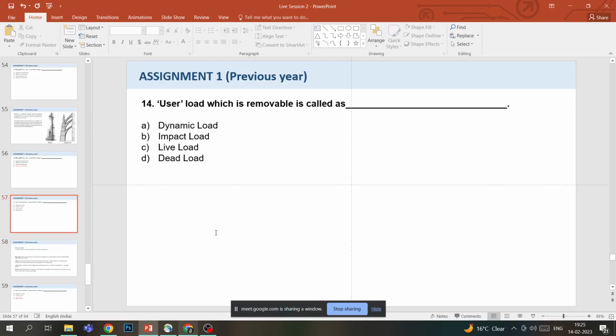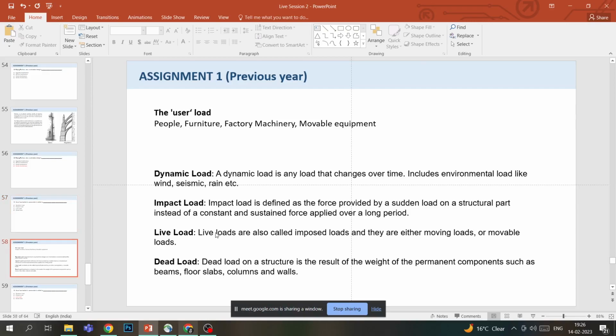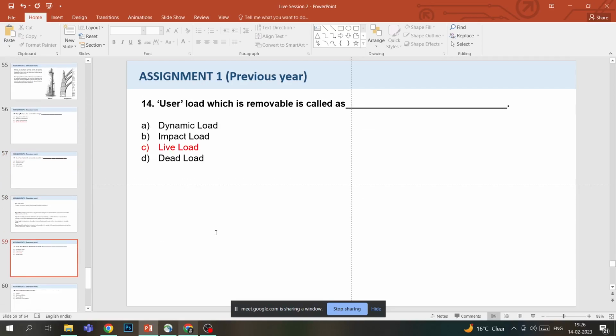So our question was that user load, which is removable, they're also calling it user load, and they're also saying that it is removable, is called as. So it is very evident that the clear answer would be live load, because live load, as we just discussed, is either moving loads or movable loads. So the correct answer would be the user load, the live load.